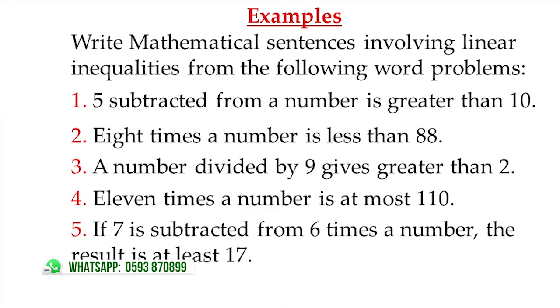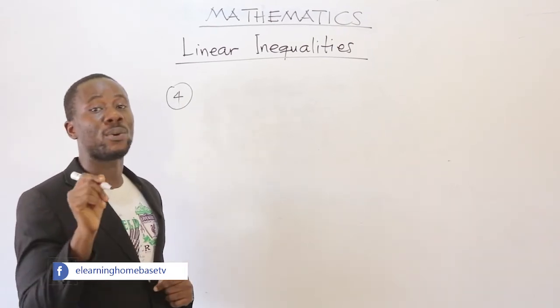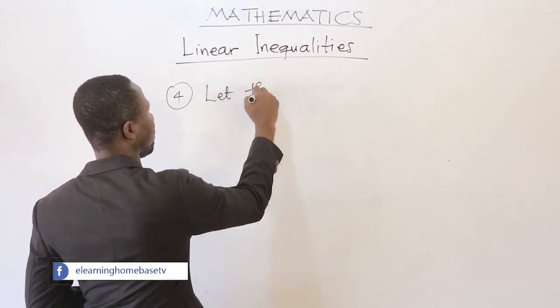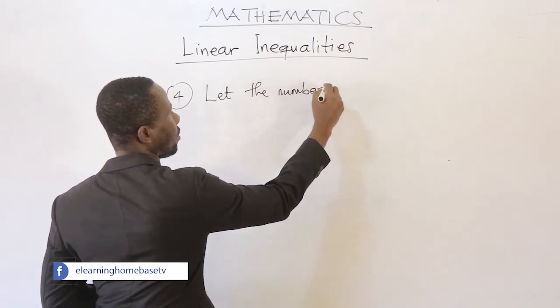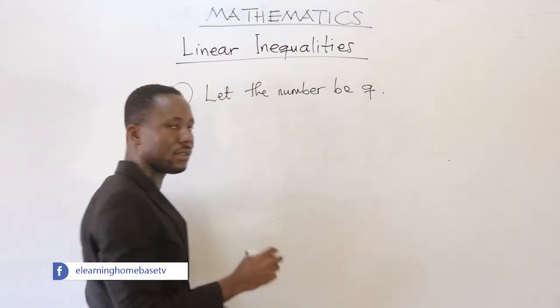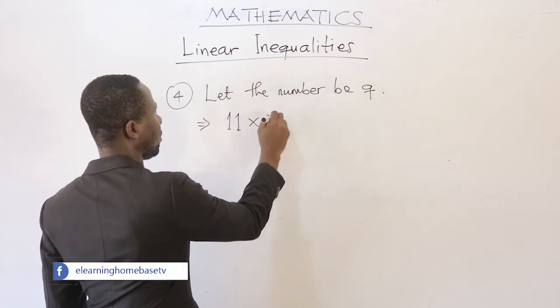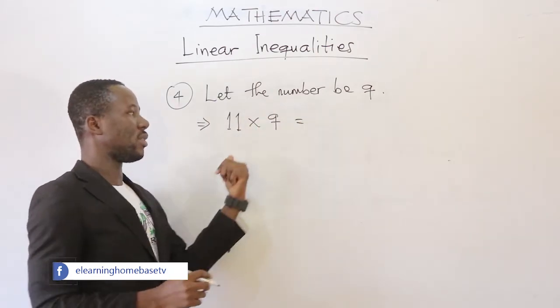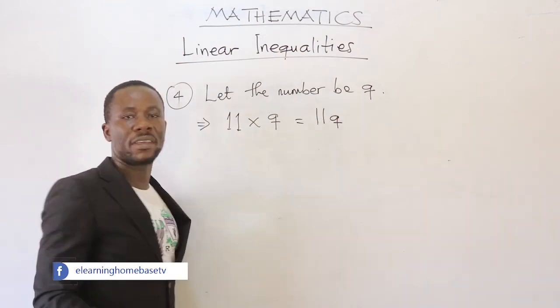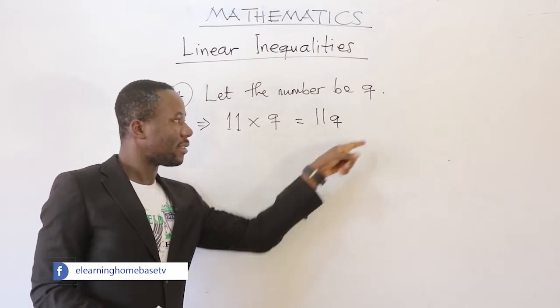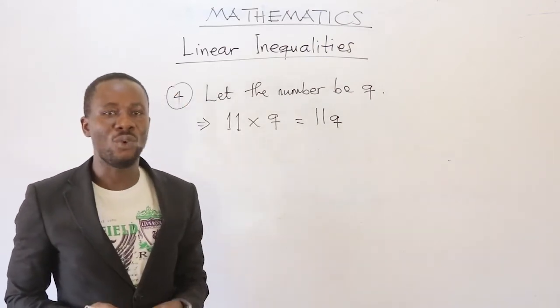11 times a number is at most 110. Do we know the number? Let the number be Q. Times the number. And 11 times the number, which is Q, that will give us 11Q. Now, this 11 times the number is at most 110.